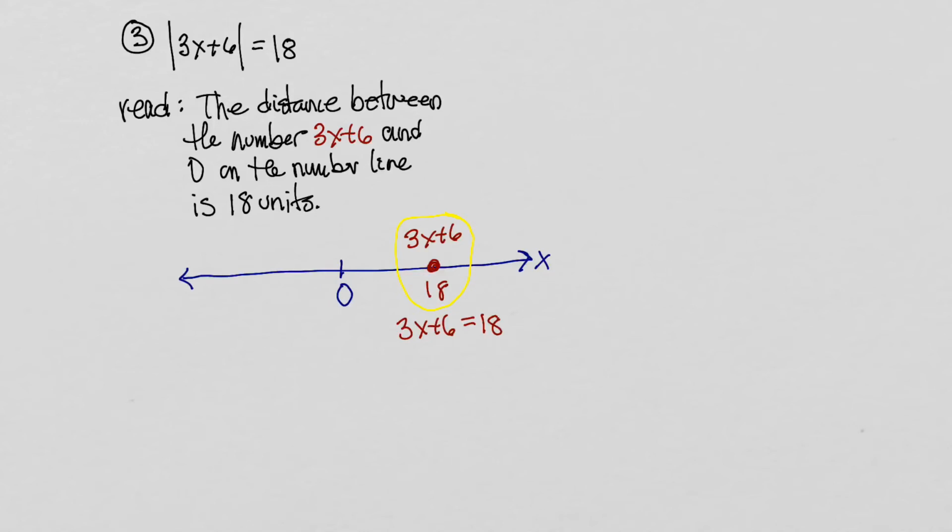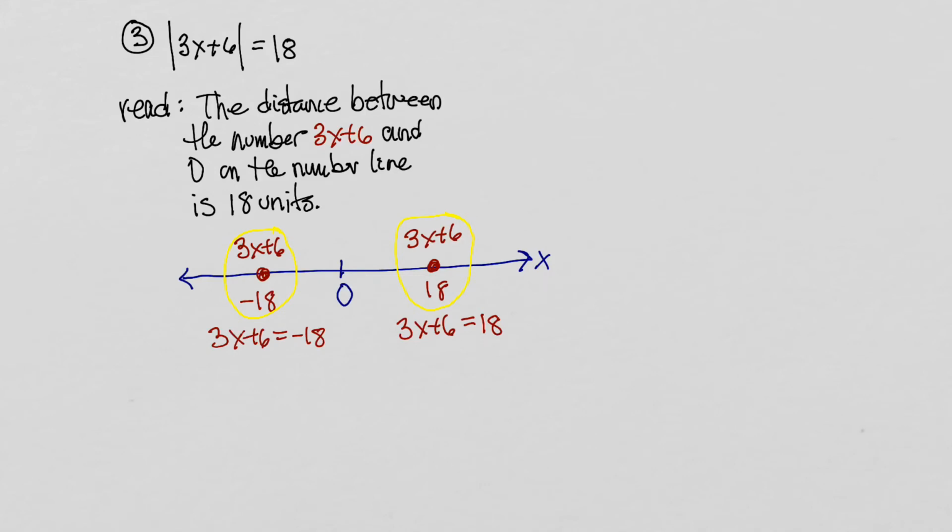Now, we could have done this. We could have started at 0 and moved to the left. If you move to the left 18 units, that would put us over here at negative 18. And then if you drop that 3x plus 6 down there, the 3x plus 6 is going to be in the same place as negative 18. So we're going to write then that 3x plus 6 is negative 18. That will give us the value of x.